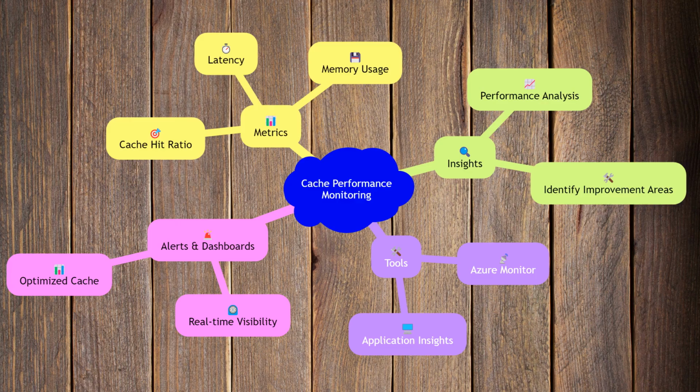Monitoring the performance of the cache is essential for identifying and addressing potential issues. Azure provides various tools and metrics for monitoring cache performance, such as cache hit ratio, memory usage, and latency. By regularly monitoring these metrics, you can gain insights into how well the cache is performing and identify areas for improvement. Tools like Azure Monitor and Application Insights can be used to set up alerts and dashboards, providing real-time visibility into cache performance and helping to ensure that the cache remains optimized.